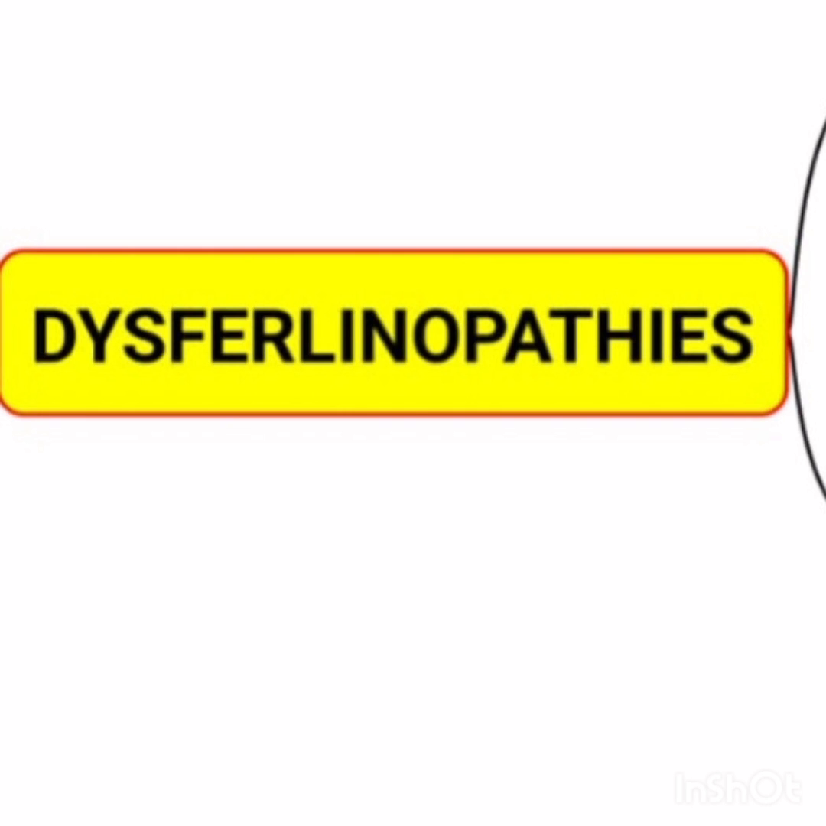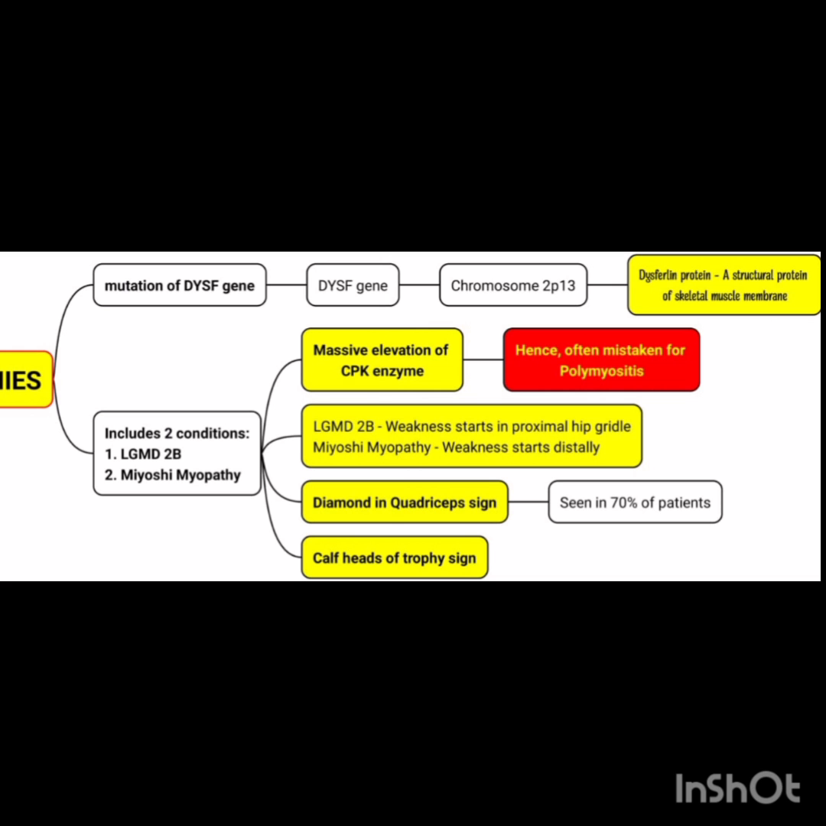Dysferlinopathies occur due to mutations in the gene called the dysferlin gene, which is located on chromosome 2p13, and this gene encodes a protein called dysferlin protein, which is a structural protein of the skeletal muscle membrane.